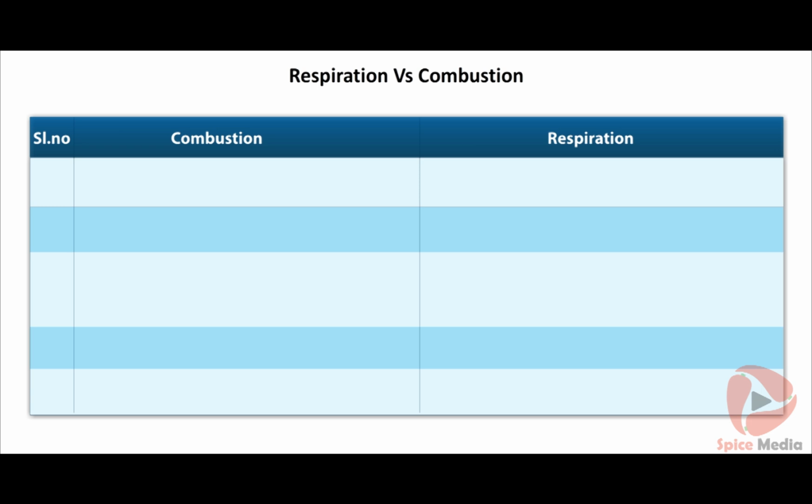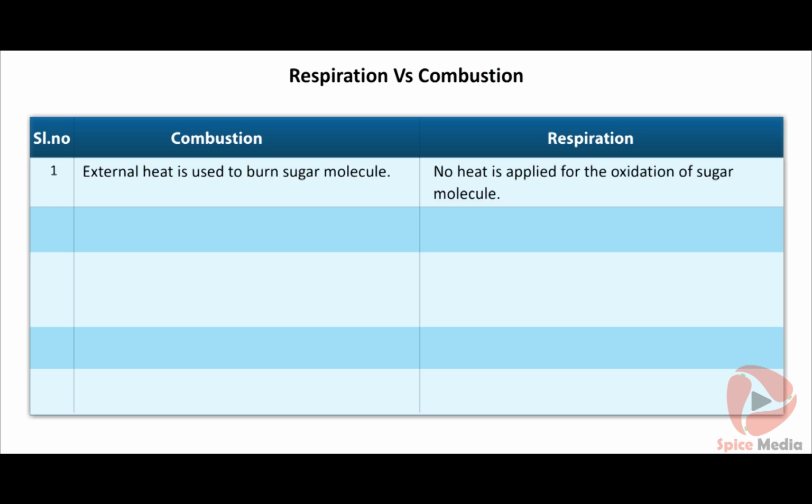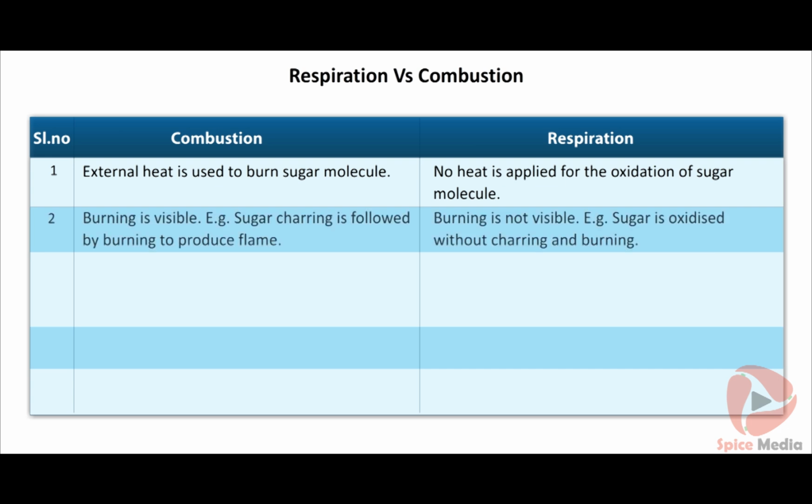Comparison of respiration with chemical combustion. External heat is applied during combustion to burn sugar molecules, but in respiration, no heat is applied for the oxidation of sugar molecules. During combustion, burning is visible. Example, sugar charring is followed by burning to produce flame. Burning of glucose molecule is not visible during respiration. Example, sugar is oxidized without charring and burning.